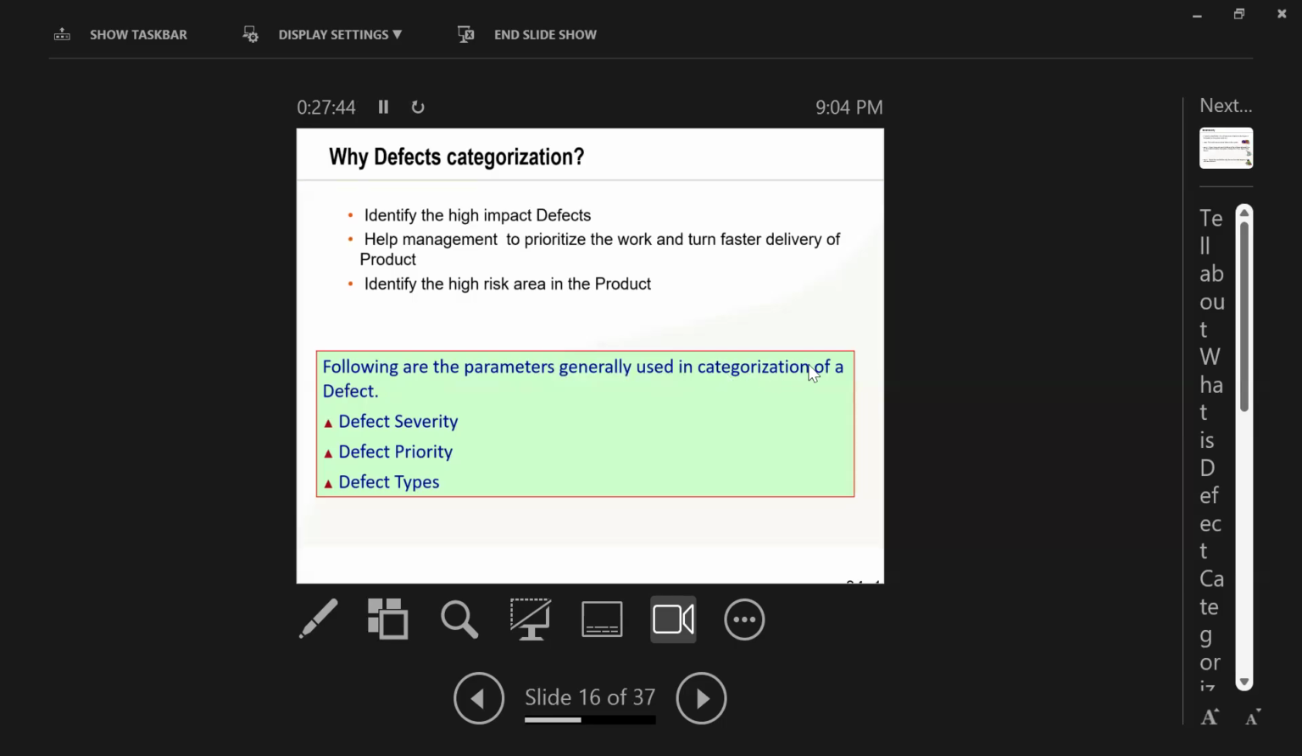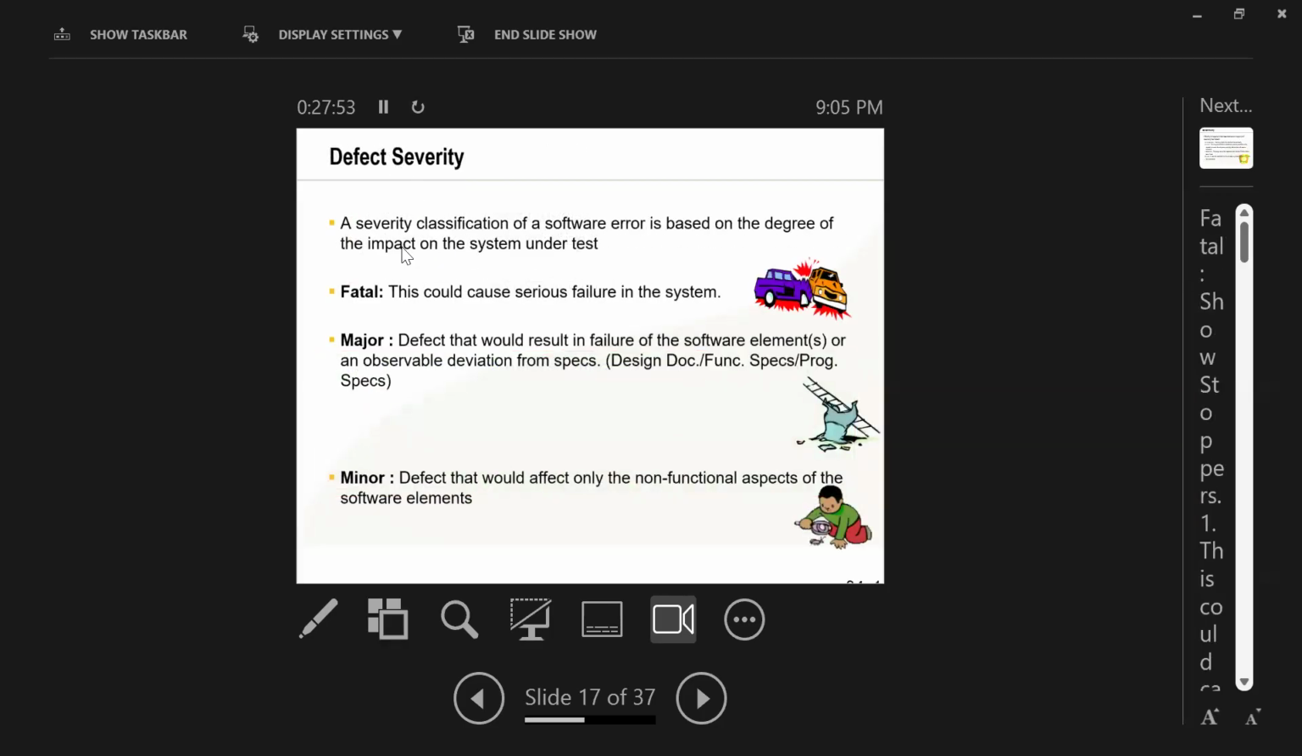Following are the parameters generally used in categorization of defects: defect severity, defect priority, and defect types. Let's see defect severity. The severity classification of a software error is based on the degree of impact on the system under test. Fatal: this could cause serious failures in the system, high severity. Major: a defect that would result in failure of the software elements or an observable deviation from specs. As per specs, it's not matching.